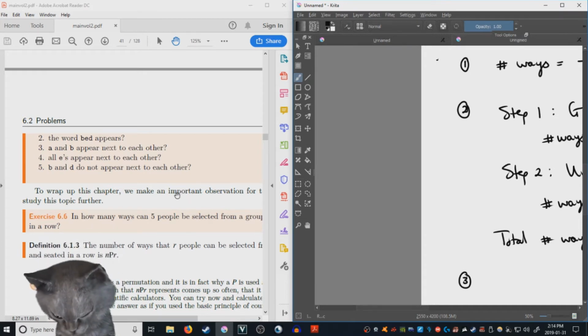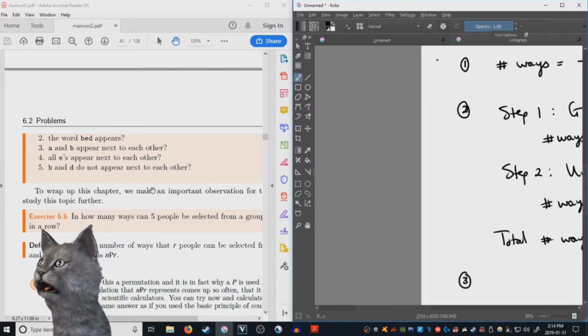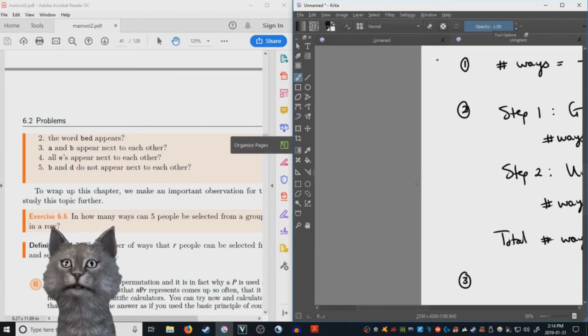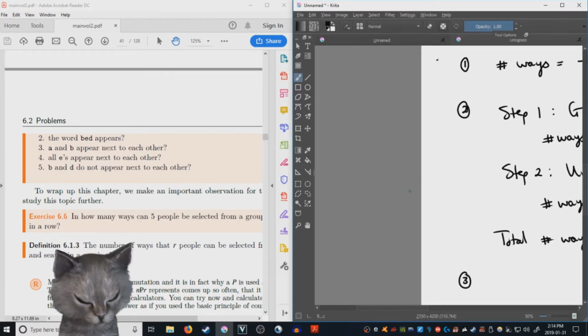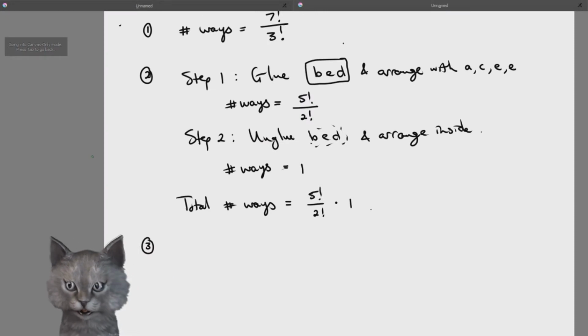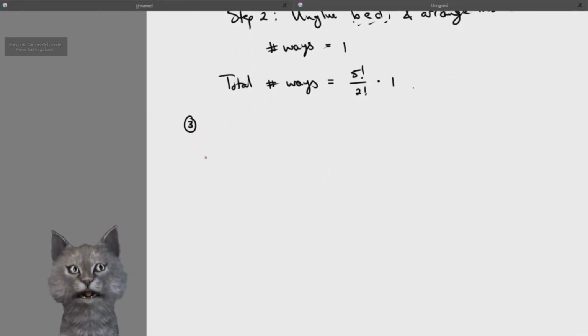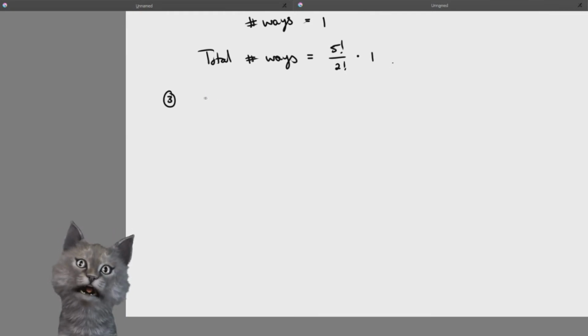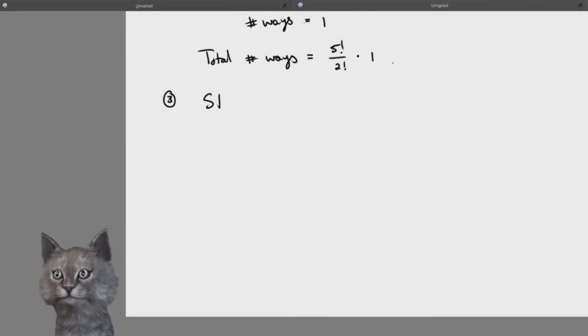Now, the A and the B appear next to each other. So very similar to before, but with this new collection of letters. The A and the B next to each other. Alright? So, I want to keep things together. Step 1 is glue them.